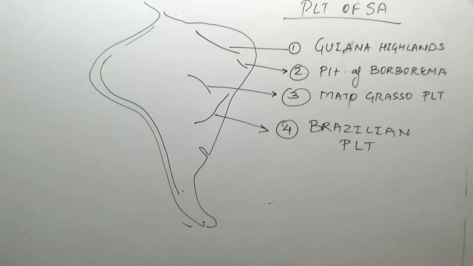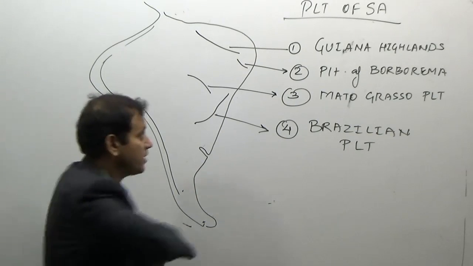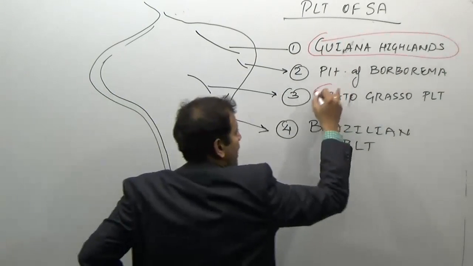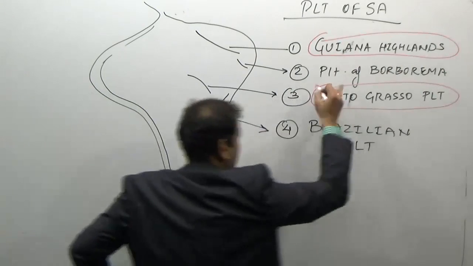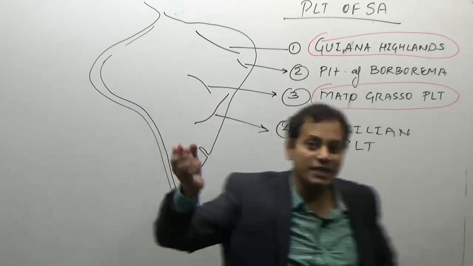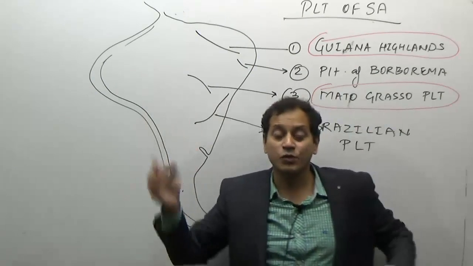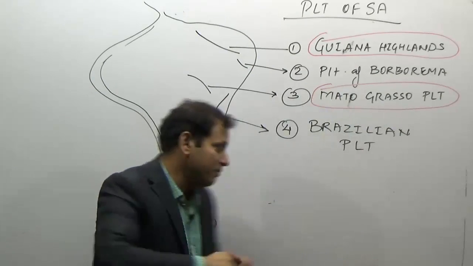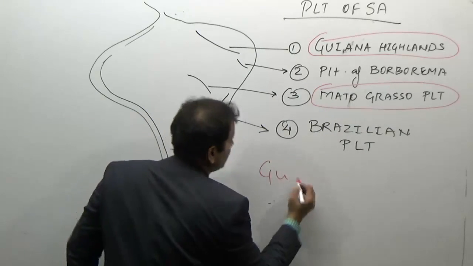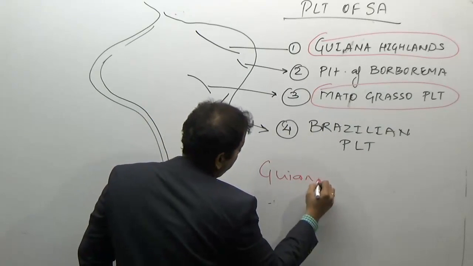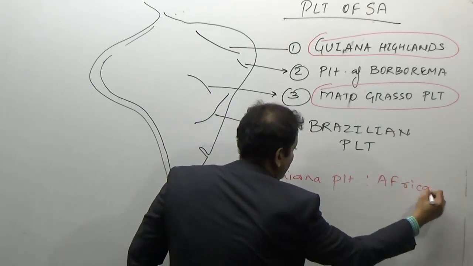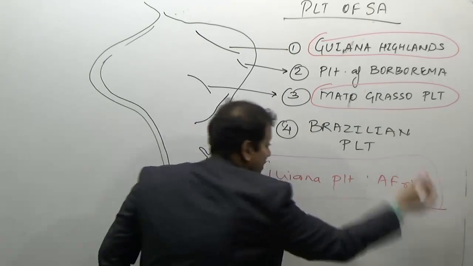Now this has been a past year question, the Guiana Highlands in the recent past, while this also has been one of the past year questions. And the questions are very simple. They will give you the name of a plateau and the continent. For example, they can give you Guiana Plateau and Africa, and ask whether this is correctly matched or not.